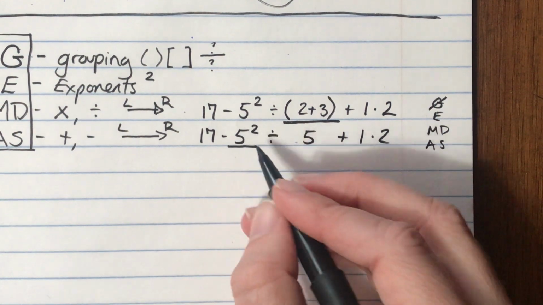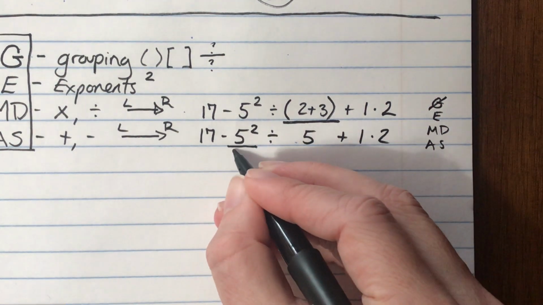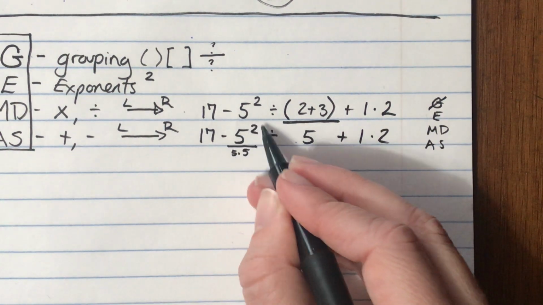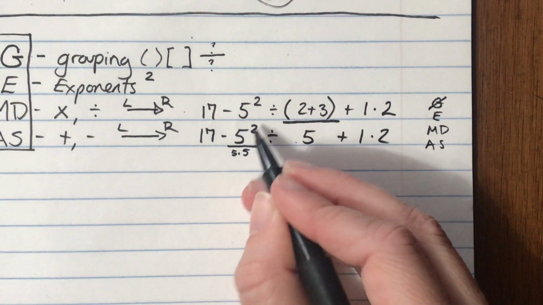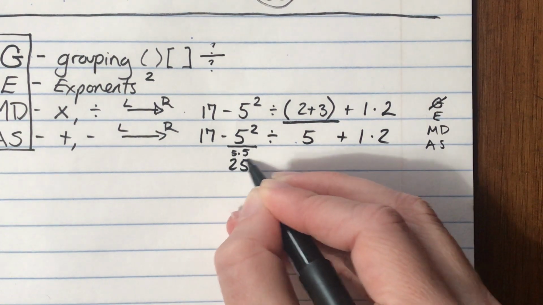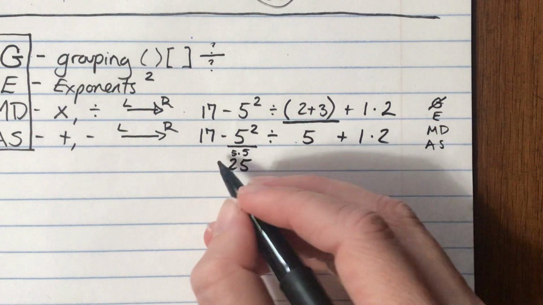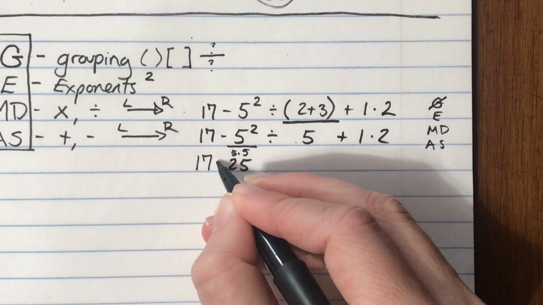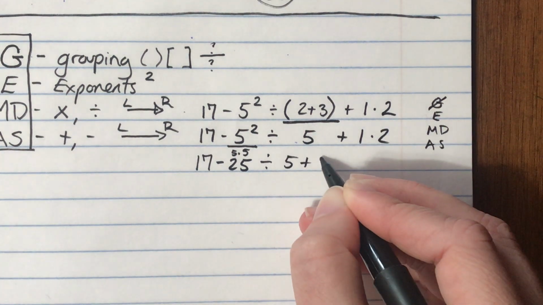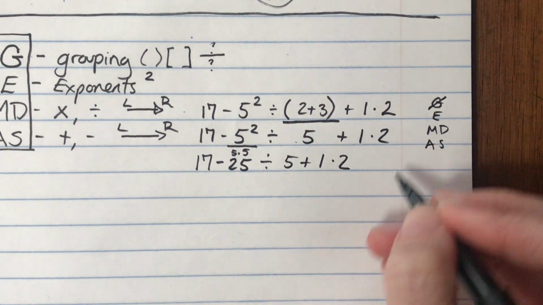5 squared, remember, is not 5 times 2, but this is 5 times 5. It's the base number, remember, multiplied by itself this many times. So I write the base this many times, 2 times. 5 times 5 gives me 25, so that's going to be the answer to that problem. And then I'm going to bring everything else straight down. You can scoot things a little closer together as you go if you'd like.